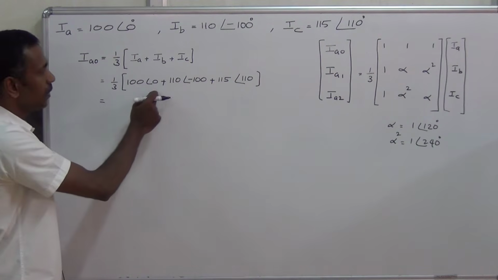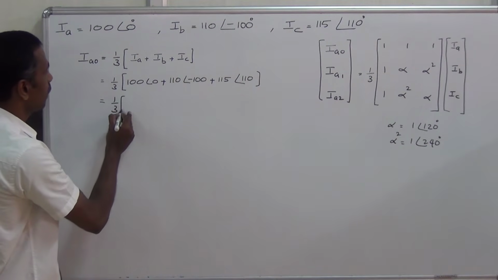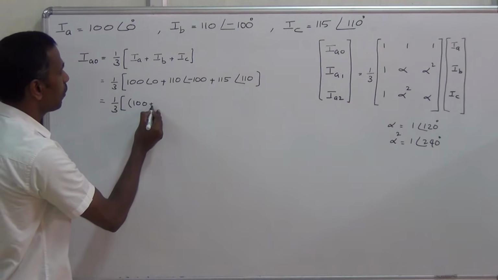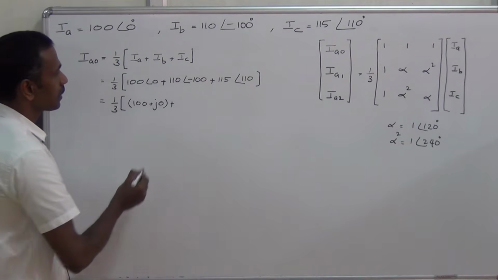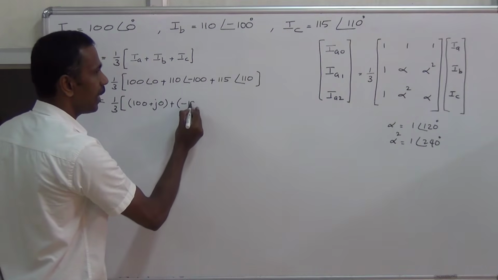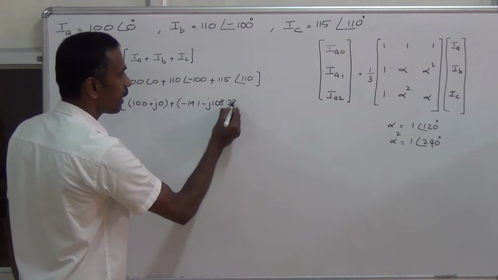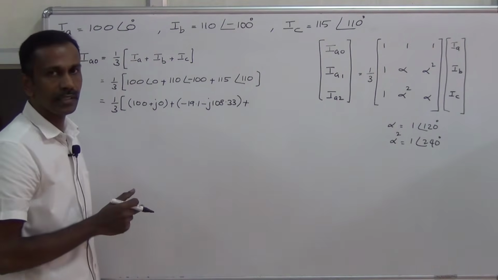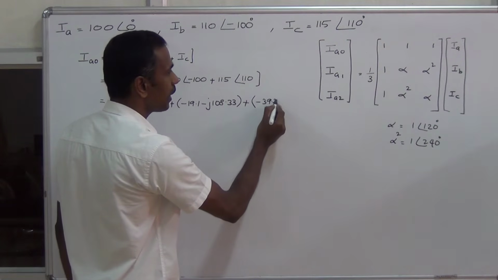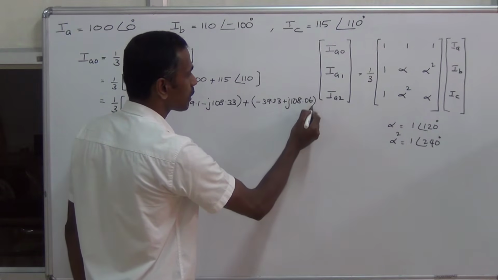Let's convert these polar terms into its equivalent rectangular terms, as we have to add the three quantities. It is 100 plus J0, plus this is equivalent to minus 19.1 minus J108.33, plus the last term is equal to minus 39.33 plus J108.06.